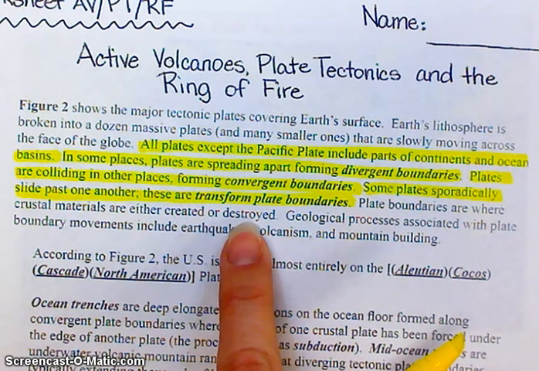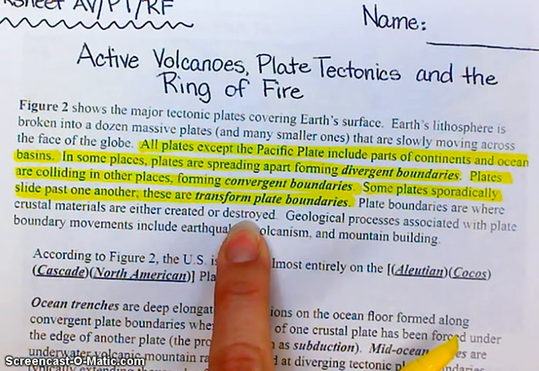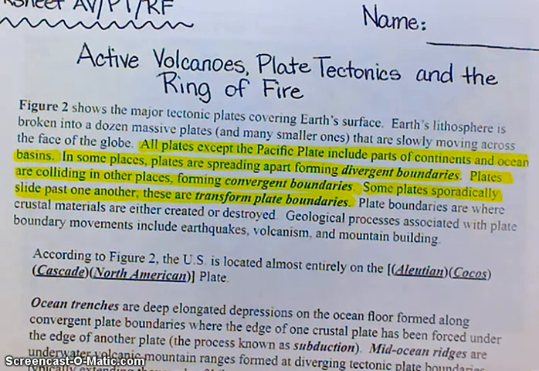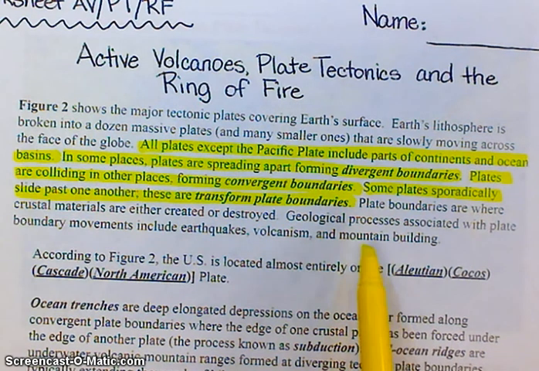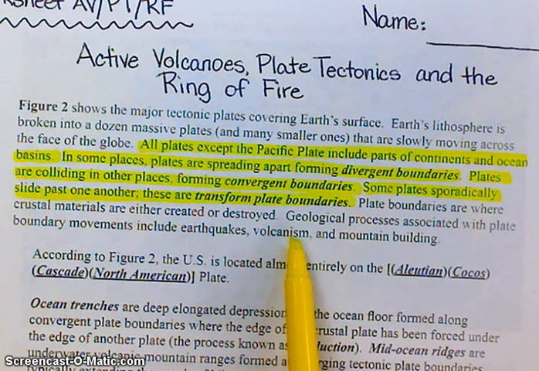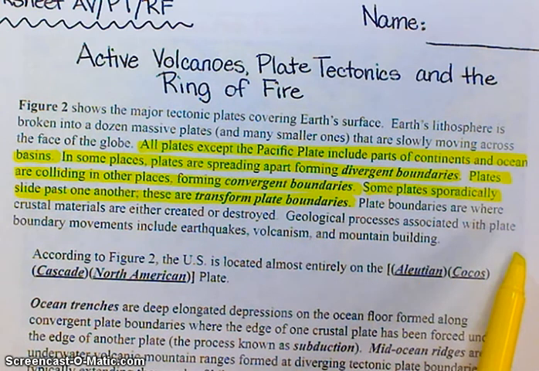Very good. All right. Where are we getting crustal material destroyed? That's the subduction zone. Okay, so yes, at a subduction zone where you've got plates doing what? Colliding, which is called? Converging. And you get the denser plate being pushed back into the mantle and being destroyed and recycled, basically. Okay, good. Geological processes associated with plate boundary movements include earthquakes, volcanism, and mountain building.